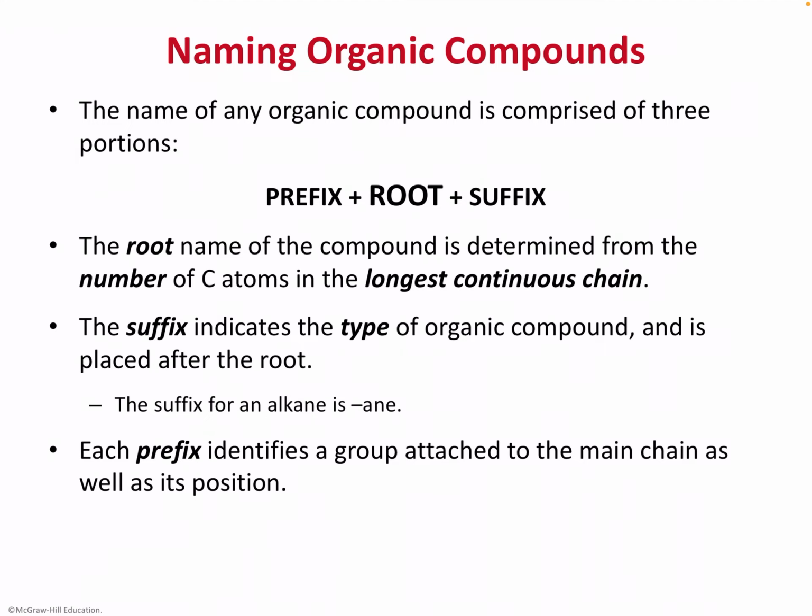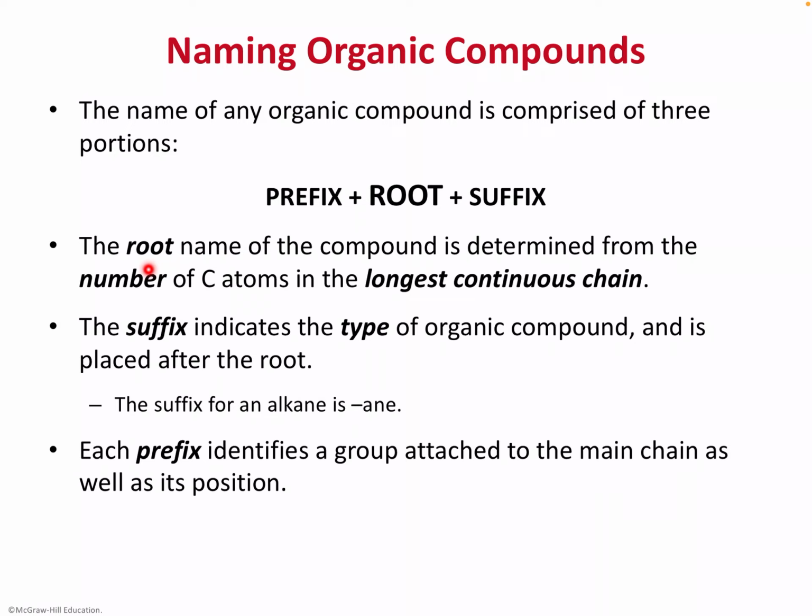Naming organic compounds. How are we going to name? The name of any organic compound is comprised of 3 portions. You will have a prefix, root, and the suffix. We will see what these are. The root name of the compound is determined from the number of carbon atoms in the longest continuous chain. That is the root.